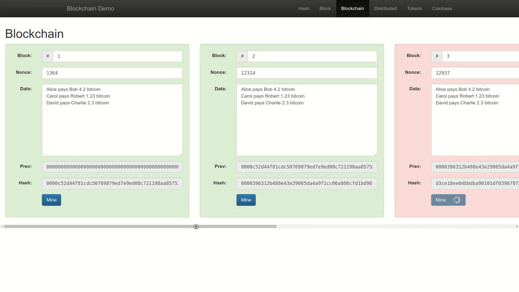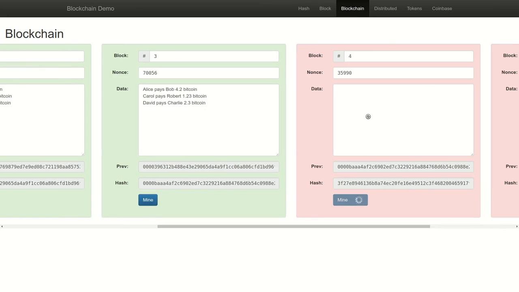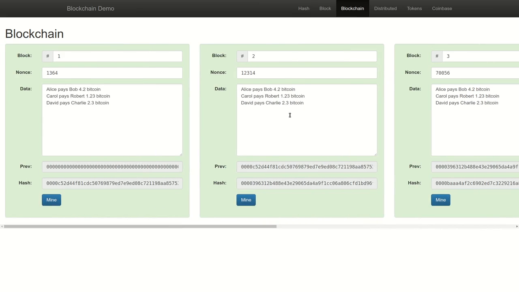If I have a series of blocks that have all been mined and linked together, then you can see that going and changing data on any block will break every subsequent block after it. So if I try and alter this record, David pays Charlie 2.3 Bitcoin, and I want to change it to 5.3 Bitcoin, I change the hash output of the current block. This is reflected in the current block and also in the next block. Now, the nonce proposed for the next block does not work when combined with that block's transaction data and with the hash of the previous block.